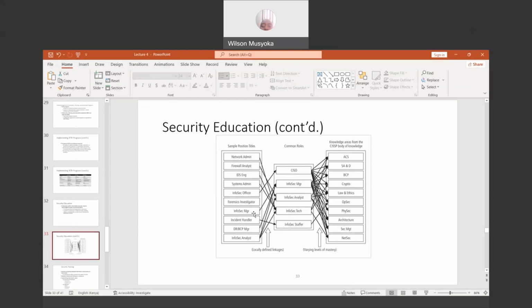So look at this diagram and maybe you'll be able to understand what kind of knowledge area you need to acquire when you are being called maybe a network admin, a firewall analyst, a system admin, or maybe an information security manager, the kind of training that you need and the kind of skill that you are going to have mastery about.